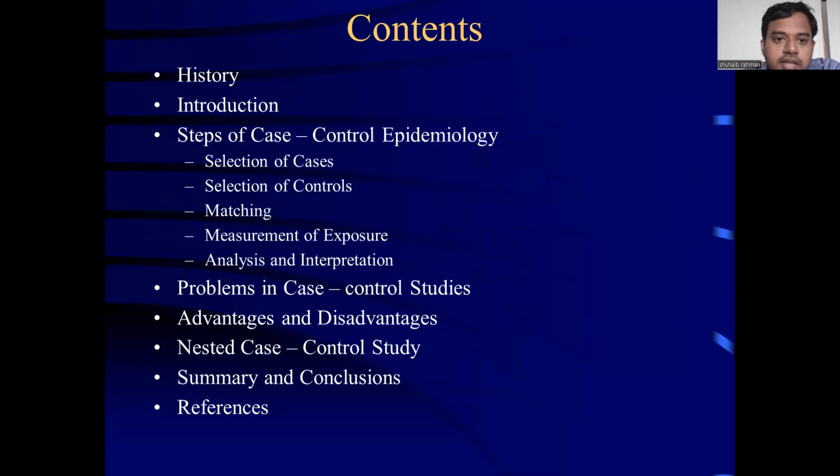So these are the contents which we are going to discuss in this particular topic: a history, introduction. Then in introduction, we'll talk about hypothesis, what is a hypothesis and how to write a hypothesis, and the steps in case control studies. And the steps are selection of cases, selection of controls, matching, measurement of exposure, analysis and interpretation. And problems in case control studies, then advantages and disadvantages, nested case control studies, summary and conclusion.